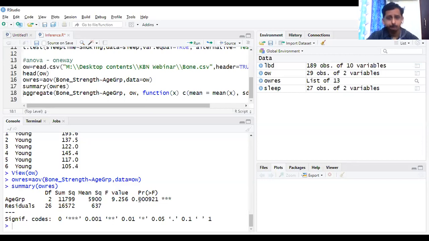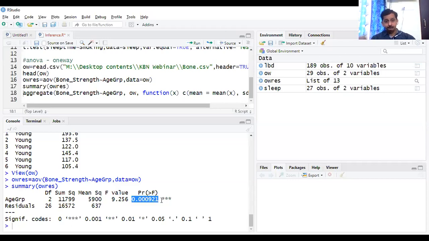0.0009. Now what is the null hypothesis here? The average bone strength of the young group is equal to the average bone strength of the middle-aged group, which is equal to the average bone strength of the elderly group. Alternative: mu i not equal to mu j. Now, with this p-value, we conclude that the null hypothesis has to be rejected, in the sense of accepting that the average bone strength does differ across the three independent age groups.